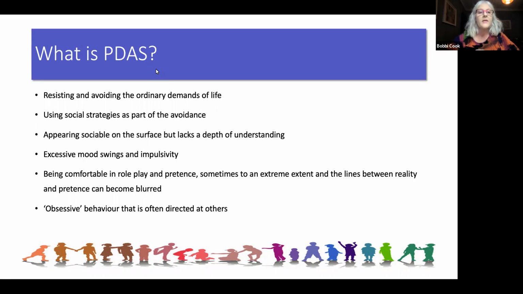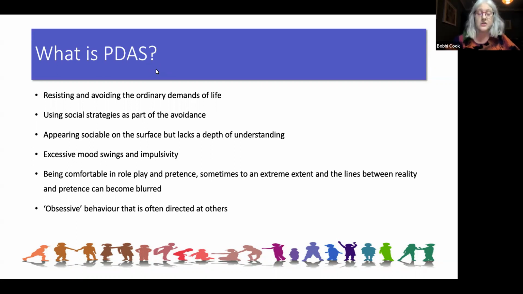They use social strategies as part of avoiding demands. They actually appear sociable on the surface, but they really don't have great understanding. There are excessive mood swings and impulsivity. They can sometimes be really comfortable in role play and pretense, sometimes to an extreme extent where the lines between reality and pretense can become blurred.